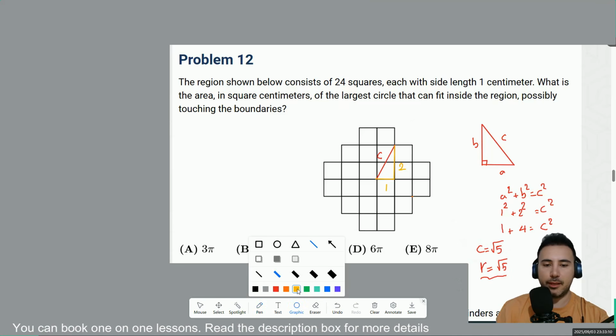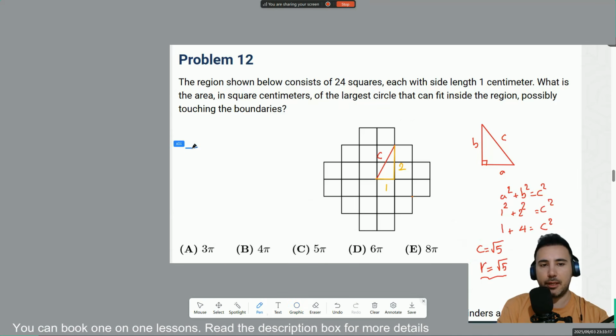So now we want the area. What was the formula for the area of a circle? It's pi radius squared, right? We already know the radius is root 5. Square root 5 squared is actually 5. So the answer is just pi multiplied by 5, or we could write it as 5 pi. So that's going to be the answer.